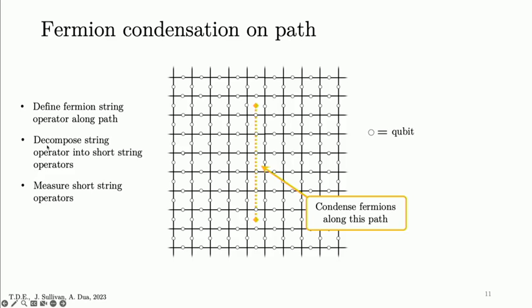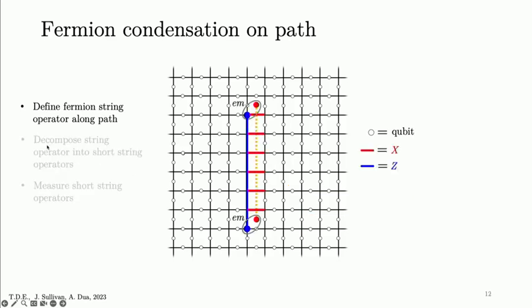All right. So everything I've said so far is a review. Now, hopefully, I'll tell you something which may be new. And that's, we're going to condense fermions along a 1-dimensional path. This will result in a construction of twist defects. This can be performed in 3 steps.